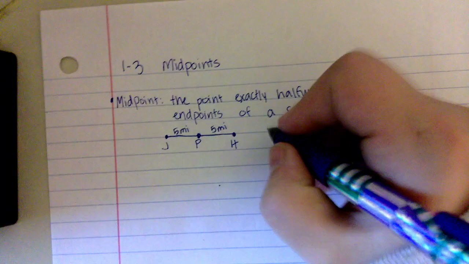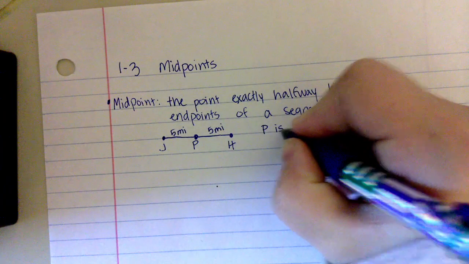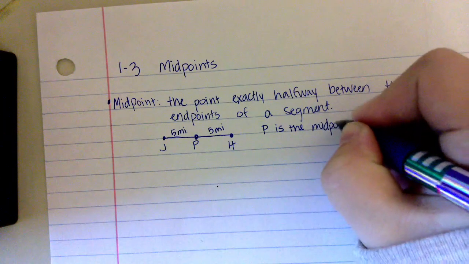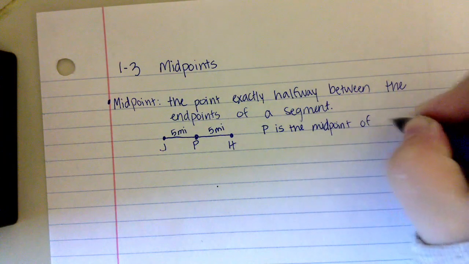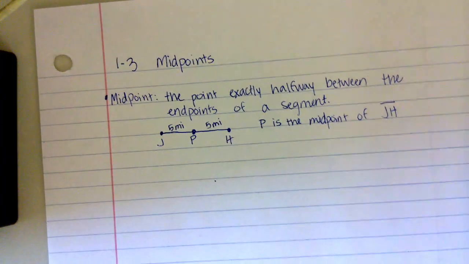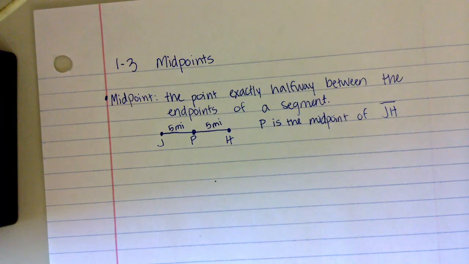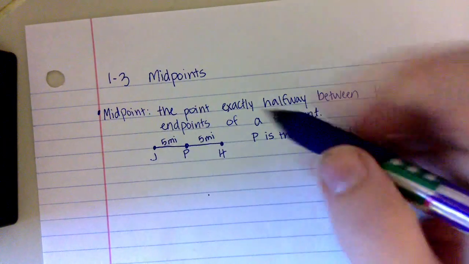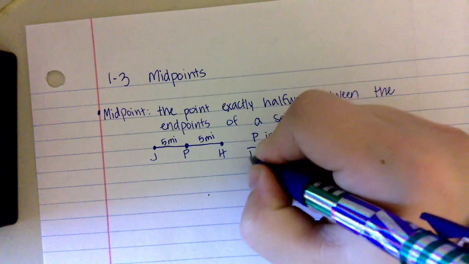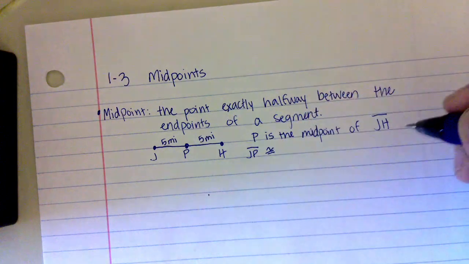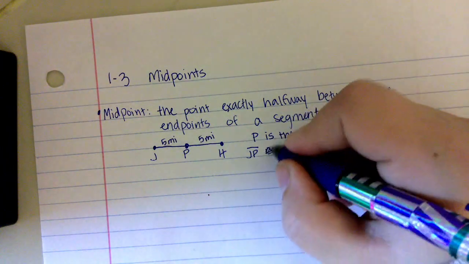So we know that P is the midpoint of segment JH, because that's the whole segment, and P is the midpoint. And what that tells us is that these two parts are going to be the same. And so remember in geometry, when we say the same, that really means that they are congruent. That was a really weird congruent sign.